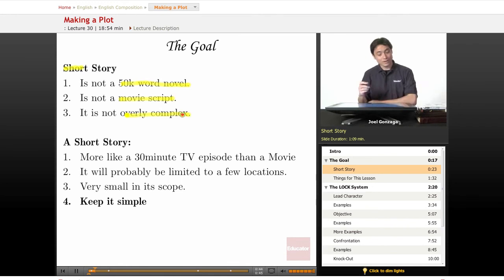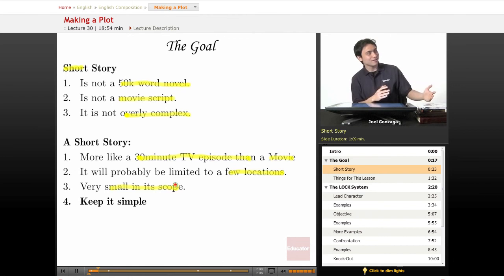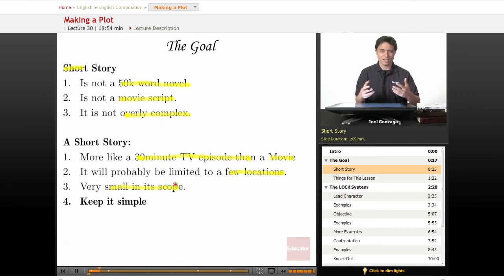What is a short story? Well, a short story is more like a 30-minute TV episode than a long feature-length film. And it is probably limited to a few characters and a few locations, and it's just generally small in its scope. And what do I mean by that? Well, I mean that maybe instead of writing an epic fantasy or space opera or dramatic love story, it's probably just a simple thing that's maybe going on between 5 people living in a small town or a small city. It's nothing cataclysmic or huge.